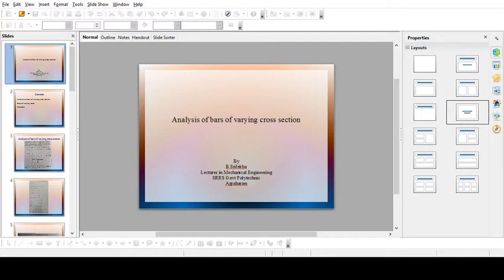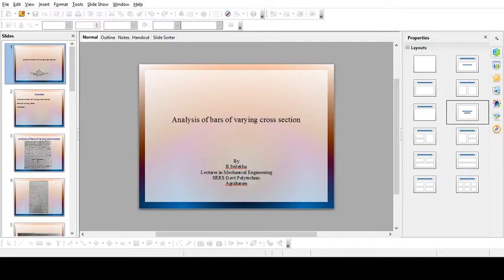Next is bars of varying load. So initially it would be like the diameters are changing and the load is constant everywhere. In the next case, the loads are changing. Then one more thing is the problems based on these types of bars. Okay, so let us start now.